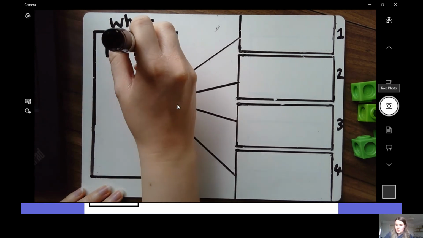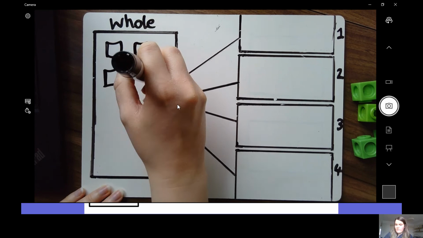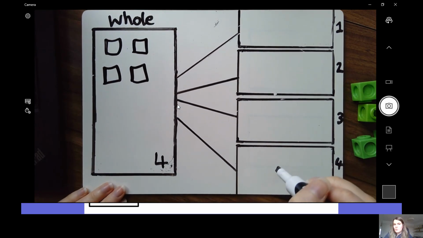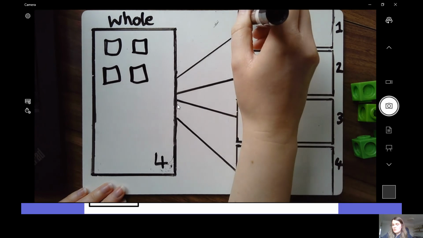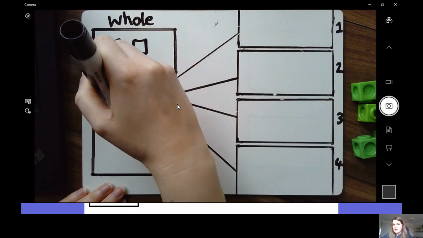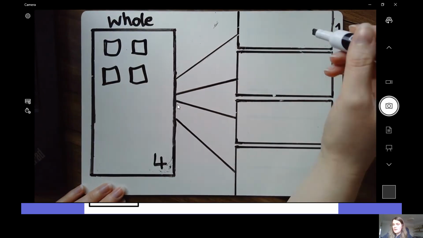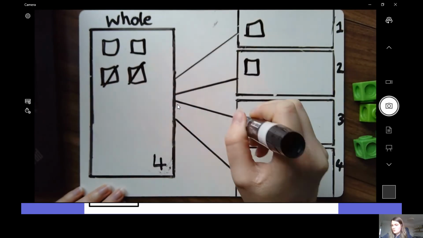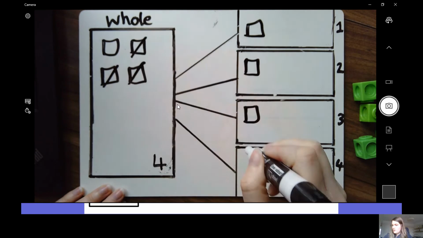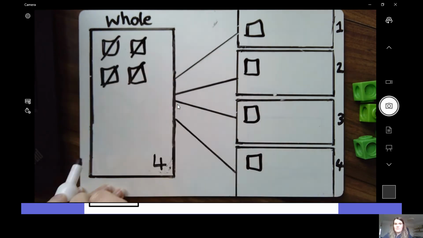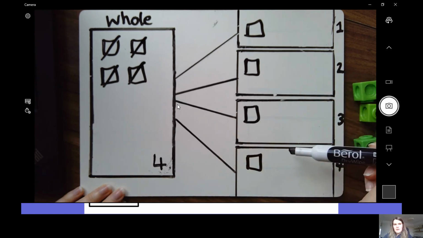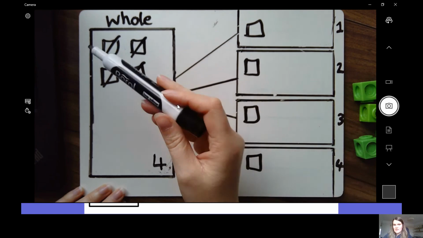1, 2, 3, 4. Now, when we're drawing and sharing, what we need to do is share and then cross out so that we don't share again. Like so. I've got 1, 2, 3, 4. Can you see that? I shared the 4 equally and I crossed them out as I went.